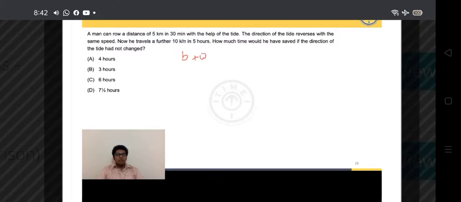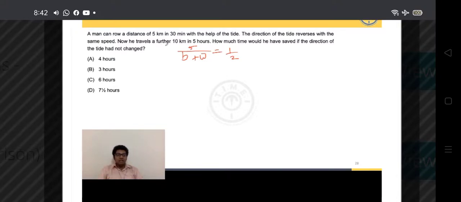So 5 kilometers in 30 minutes. So this is the speed. Distance by speed is the time. So 5 kilometers, if we go at this speed, what is the time taken? 30 minutes. So convert to hours. Always remember, you should convert everything to hours. So 1 by 2 hours. Now, the direction of the tide reverses with the same speed. So the effective speed will be B minus W.